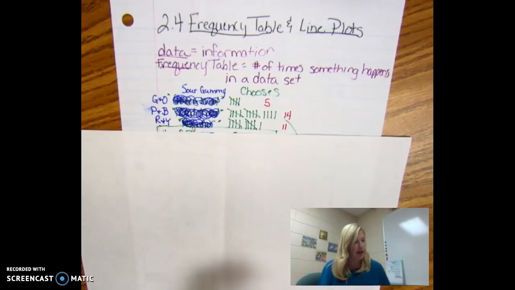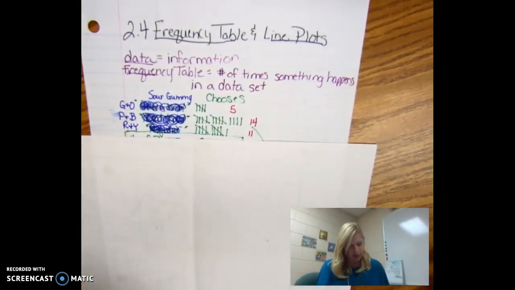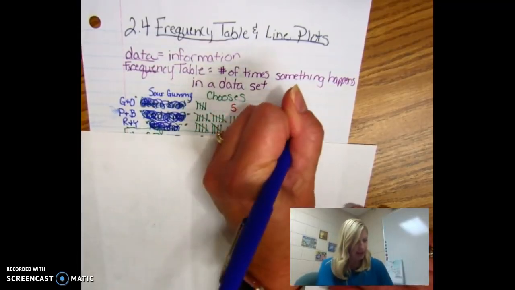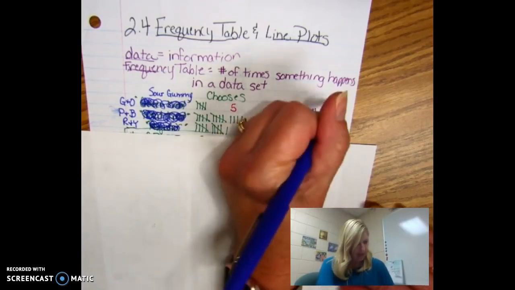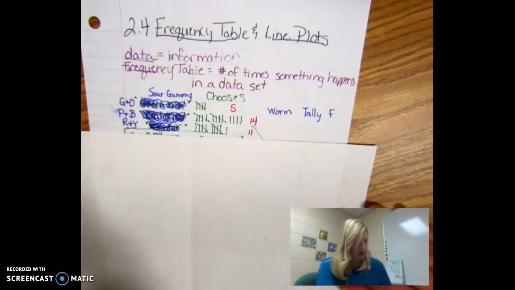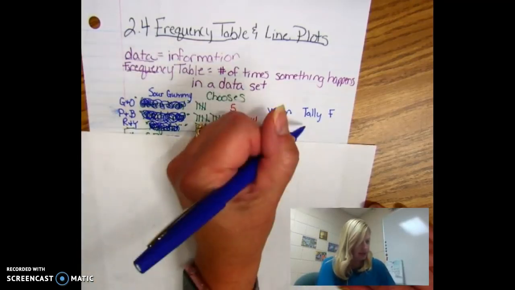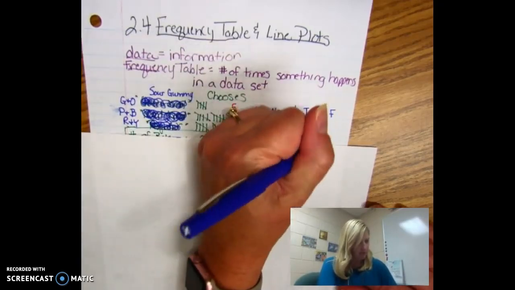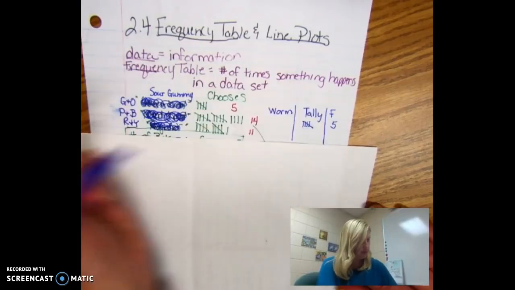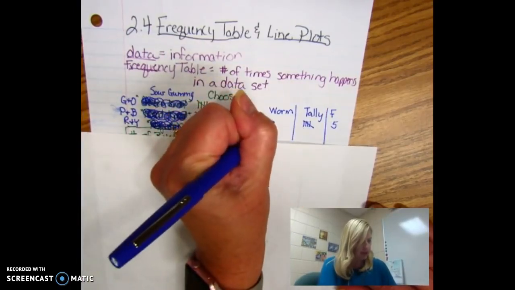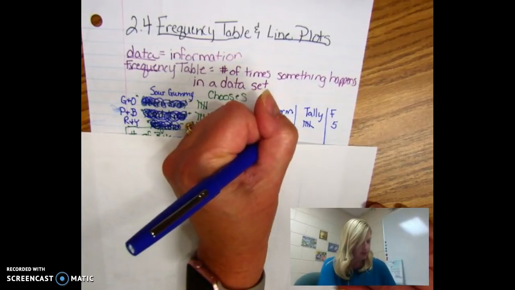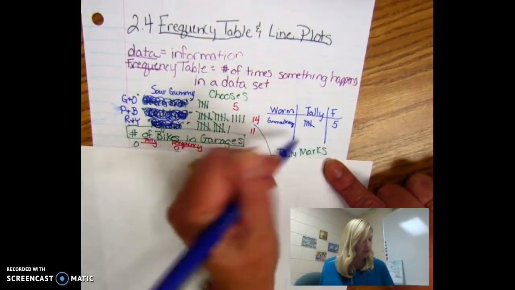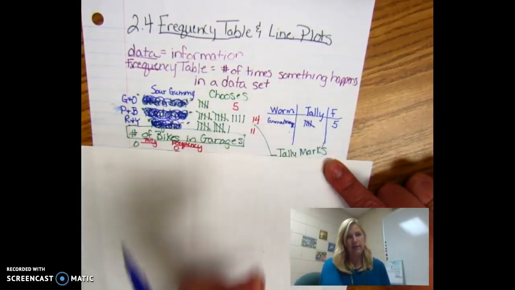And if it's all done, we'll do worm, tally, and then we're going to do frequency. So the tally is the 1, 2, 3, 4, 5. The frequency will be 5, and then the worm will be green and orange. And you'll do that for the other two. This is an actual frequency table that you would fill in to make one.